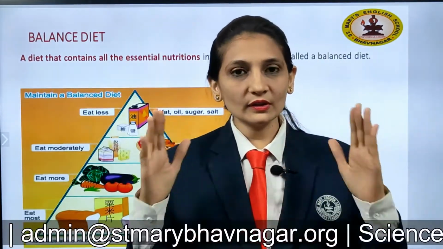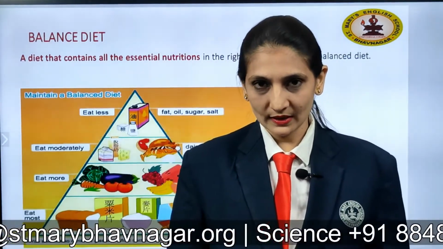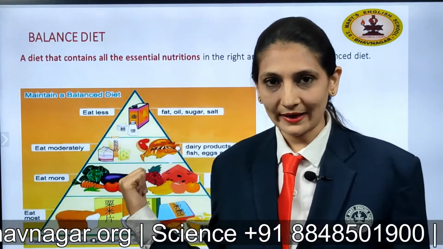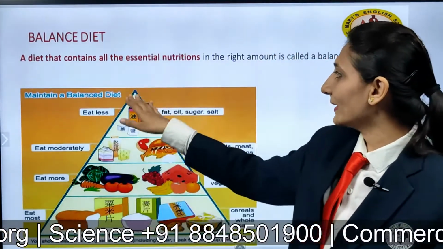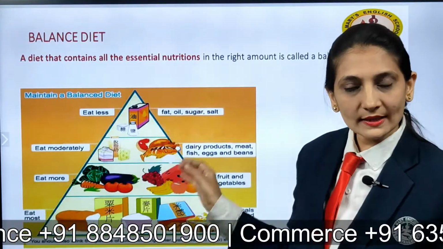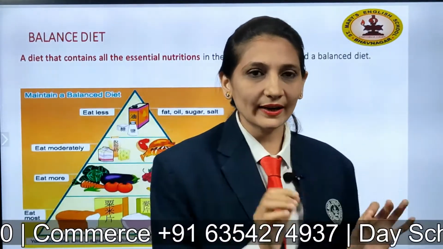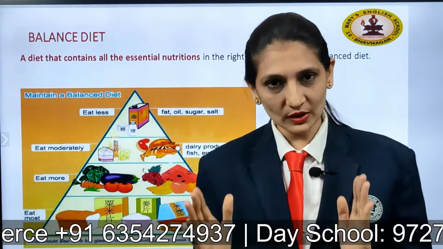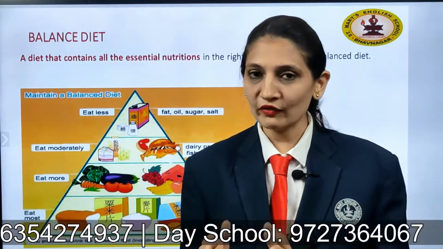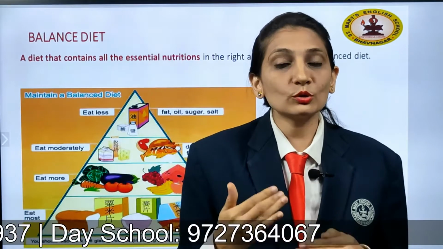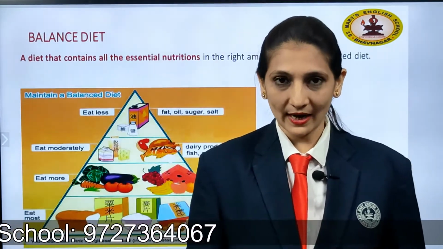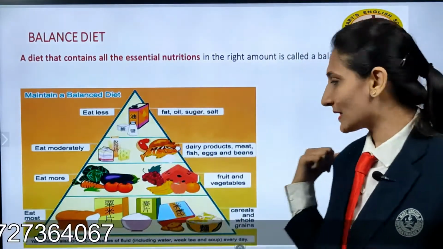Now, after studying all these things, the next thing is balanced diet. Balanced diet means a diet that contains all the essential nutrients but in the right amount. Yes children, in the correct amount. Whatever we have studied, the nutrients, roughage and water, how much we should have in our daily diet, that we are going to see in this.